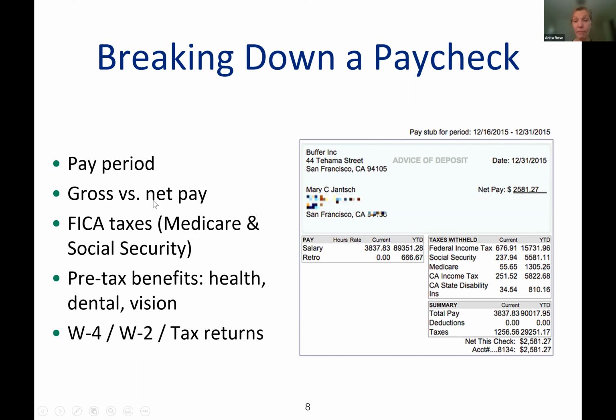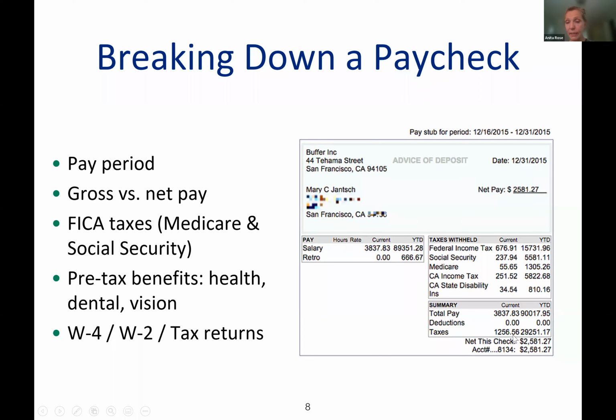We have gross pay versus net pay. In this example, we can see our gross pay is $3,837 and change, and then we have our year to date, which is towards the end of the year. If we go down to net pay, this check is $2,581 and change. So you can see a huge difference. We're down to 2,581 from 3,837.